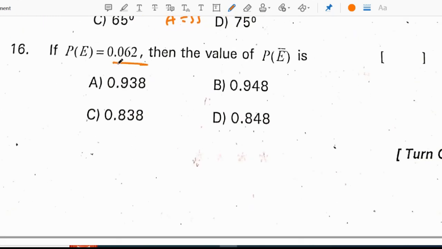P of E is equal to 0.062, then value of P of not E is. Whenever they ask for E or not E, students, we do 1 minus the given value.